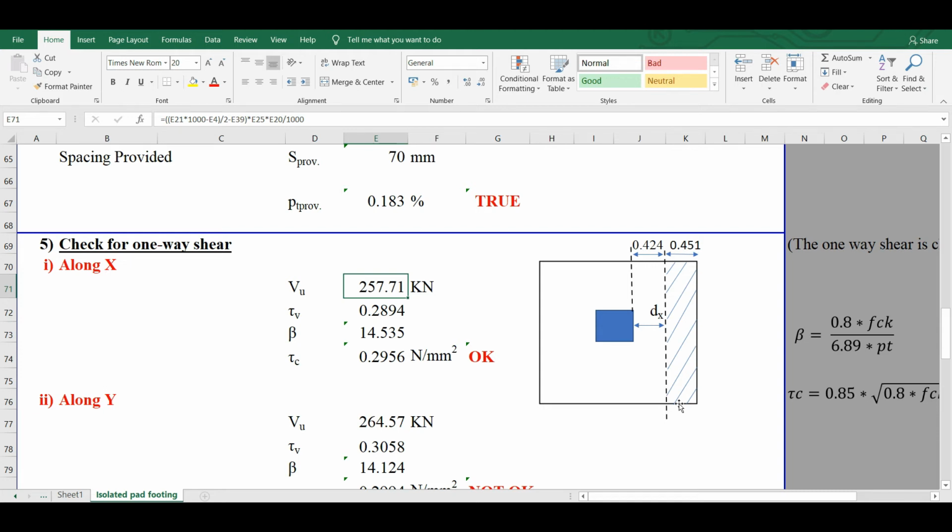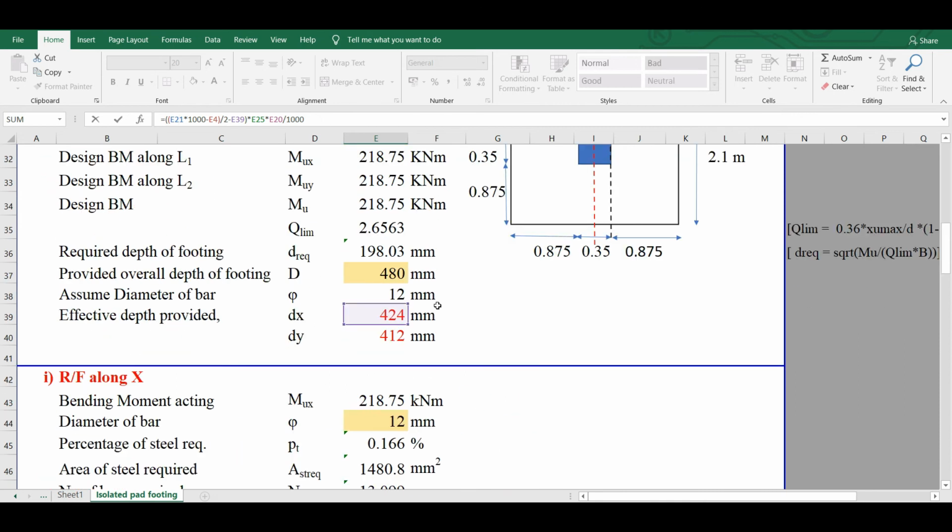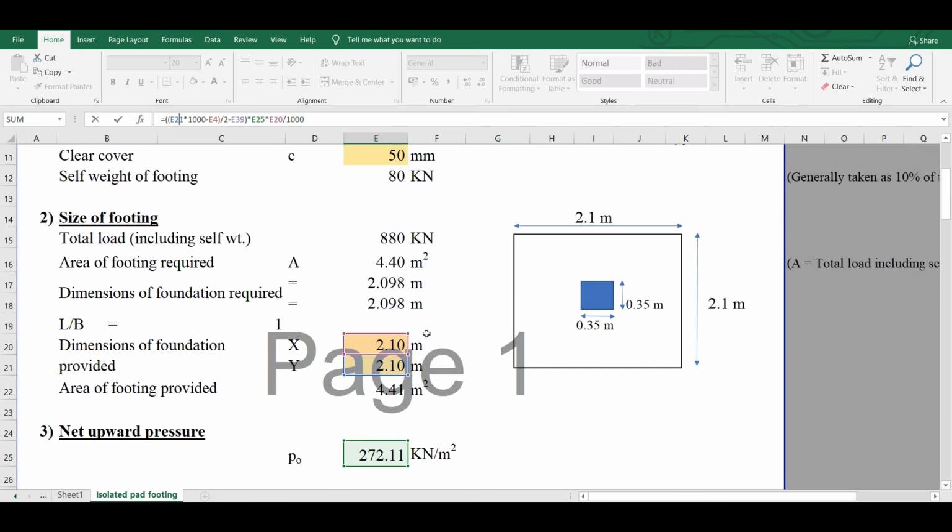So for this hatched portion, I already know this length, that is here 2.1 meter. So I want this length. So how to get this length? We know that half of this will be 2.1 by 2 minus half of column dimension, and then I will reach this black line, and again if I subtract dx, then I will reach this section. So what I am doing is half of the footing dimension, that is 2.10 divided by 2, minus half of the column dimension, and again minus effective depth.